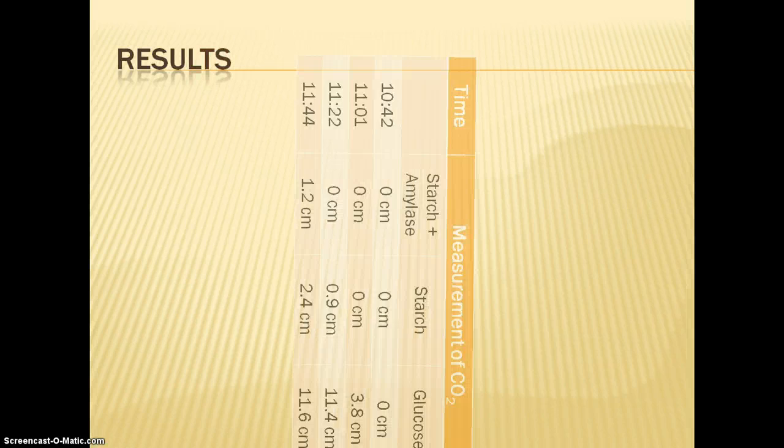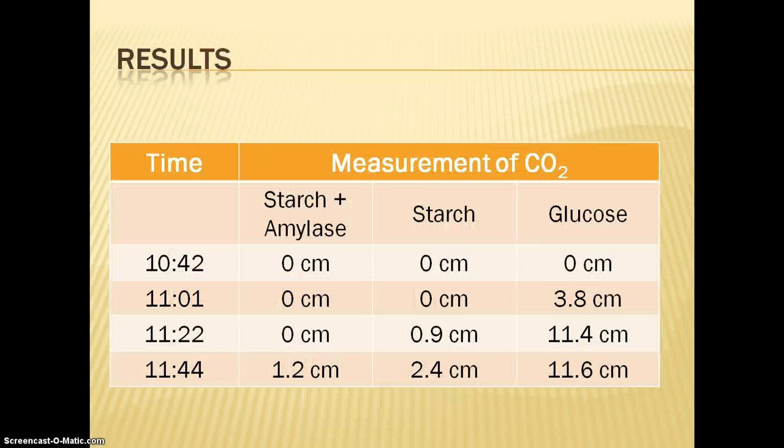Our results. We have them conveniently put into a table, and we show you the times that we took it out of the area where we were incubating it so that we could measure in centimeters how much gas was produced. So at 1042, the starch and amylase was at 0 centimeters, the starch was at 0 centimeters, and the glucose was also at 0 centimeters, which is kind of to be expected because the fermenting couldn't happen so quickly.